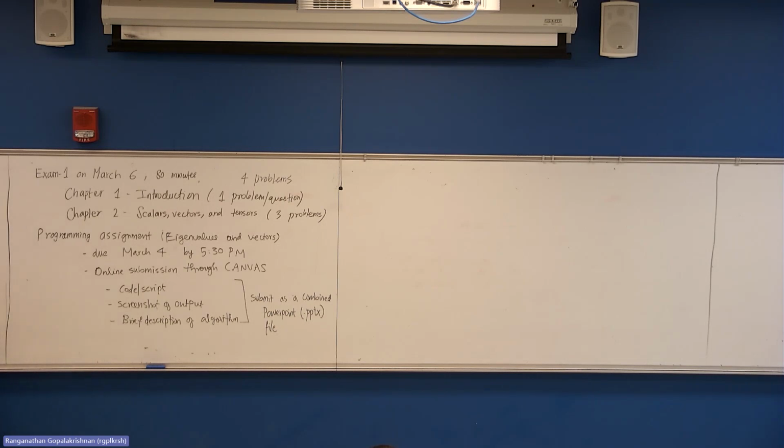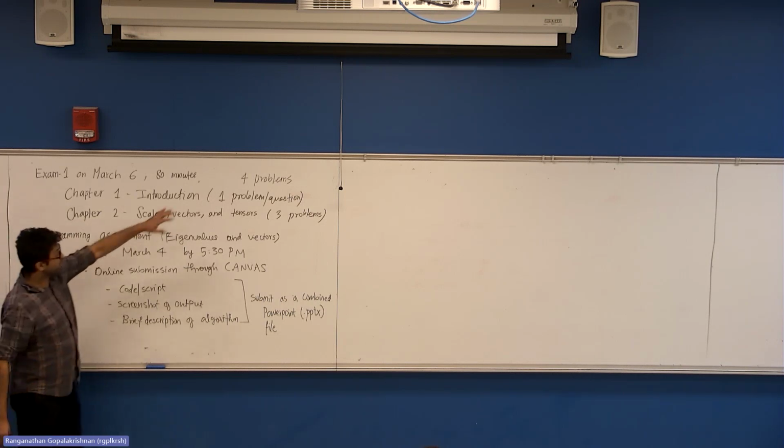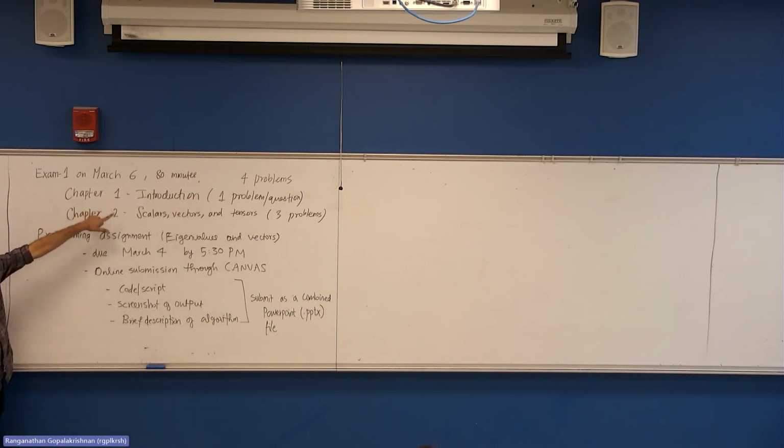So that wraps up our discussion on chapter 1 and 2, which together is like module 1. And I just want to remind you about the first exam on March 6th, which will be 80 minutes starting at 5:30 going until 6:50. It will have four problems, one from the first unit and three from the second chapter on scalars, vectors, and tensors. So it is just based on whatever we have done so far. All the discussion that I'm going to do today and on Thursday as well as the next Tuesday is not for exam 1. It will be tested in the later exam 2.